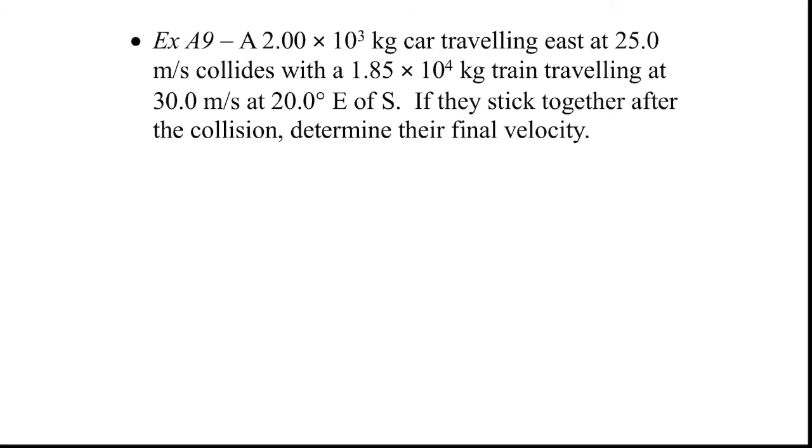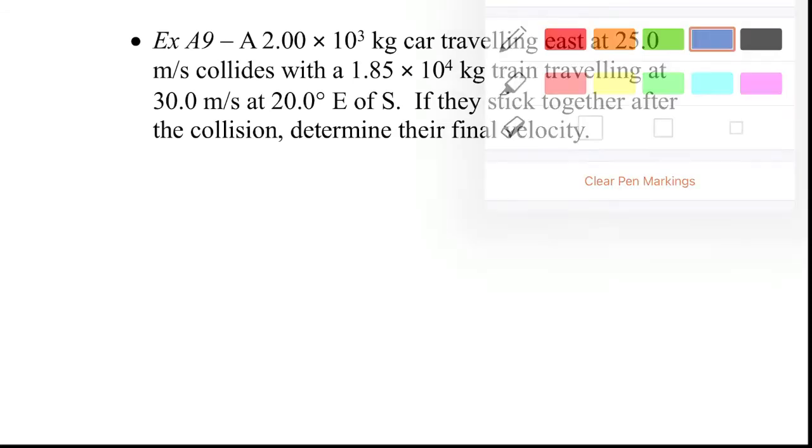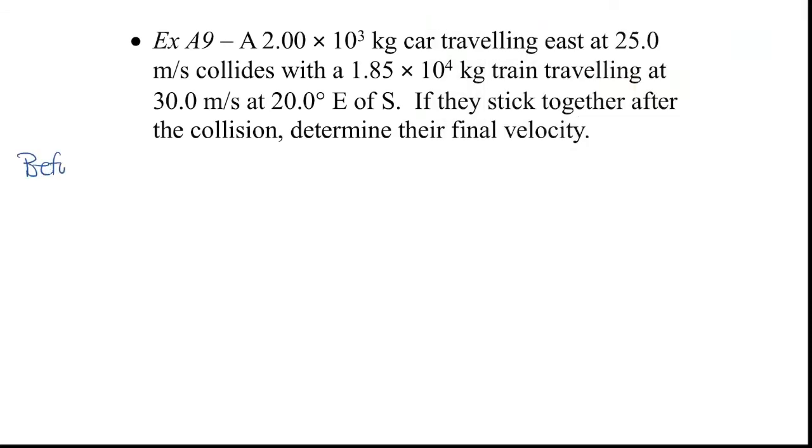Okay, so now we have a car traveling east at 25 meters per second, colliding with a train traveling at 30 meters per second, 20 degrees east of south. So there we go. That one is going at an angle. So again, here I'm probably going to have to break it into its X and Y directions because, of course, the train is initially going at an angle. And that means when they stick together after the collision, they're probably also going off at an angle. So again, the first thing you should always do, though, is draw a diagram, please, and thank you.